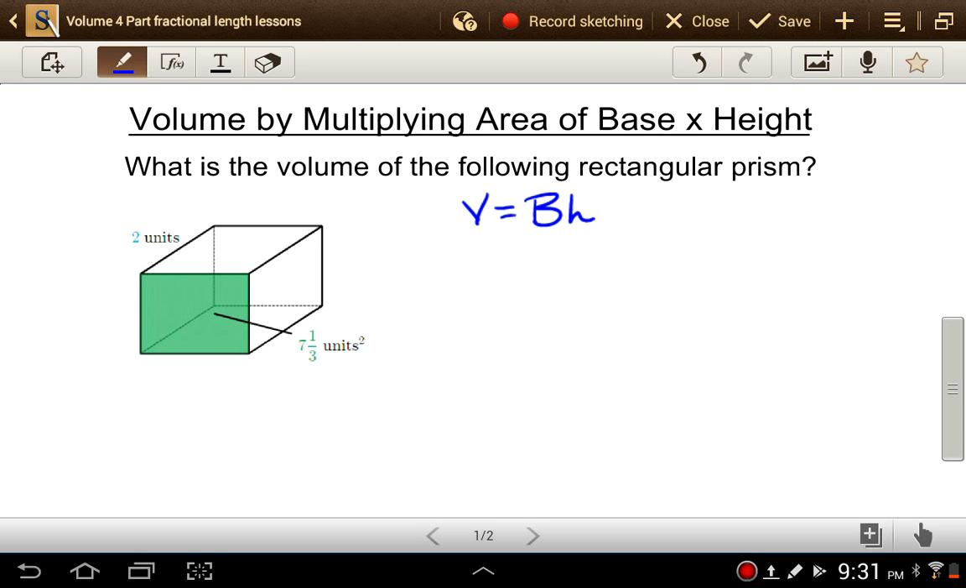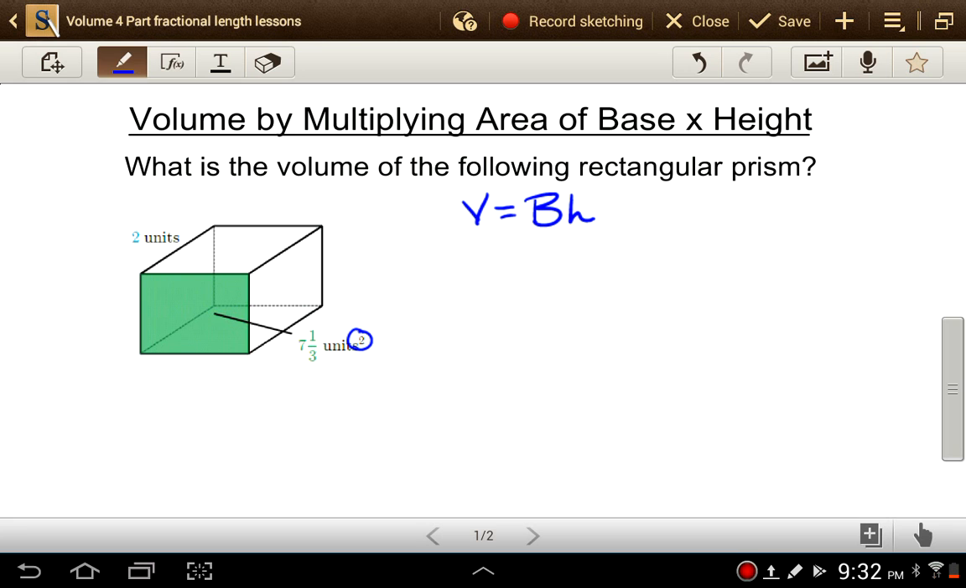Notice that it's an uppercase B instead of a lowercase b. There is a difference between uppercase and lowercase letters. In this case, the uppercase B stands for area of the base versus a lowercase b, which stands for the length of a base. Okay, what's shaded in there is my area of my base, and that's 7 1/3 units squared, and the squared lets you know that it is an area, not a length.